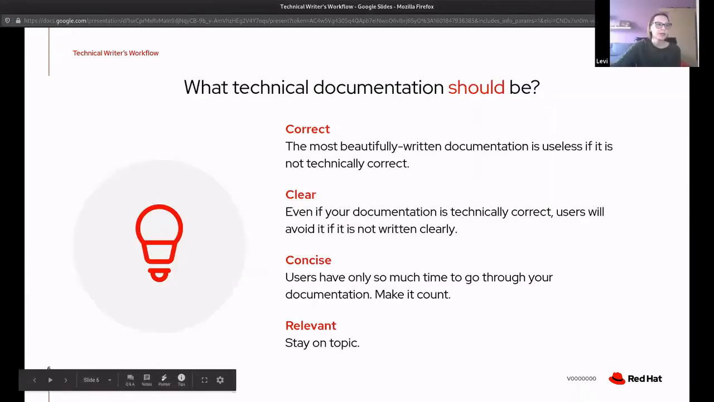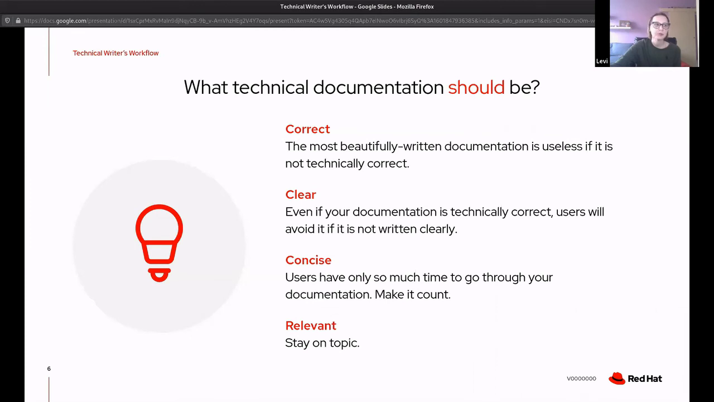Yeah, so I mentioned some of the stuff that you guys were talking about, but I decided to keep it in a shorter list. So in my personal opinion, first and foremost, the documentation should be correct, and that is technically correct. Because even the most beautifully written documentation is essentially useless if it is not based on factual and relevant information that the user needs to perform the tasks.